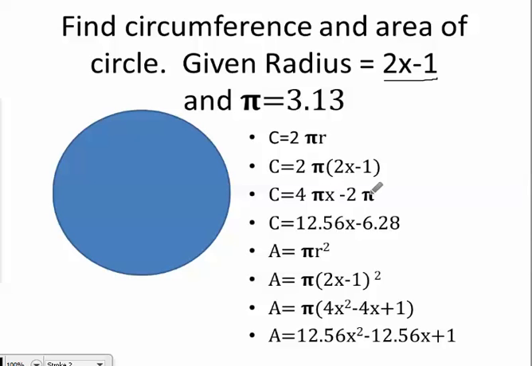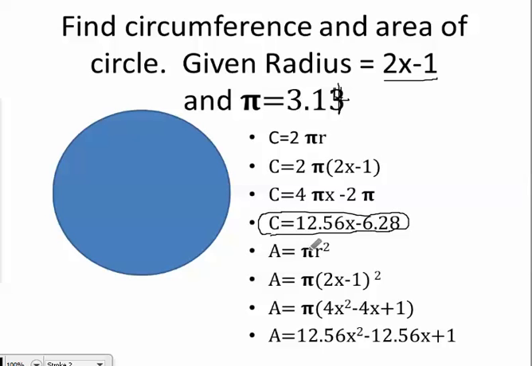That's minus 2 pi. Well, 4 times 3.14 is 12.56x. And 2 times 3.14 is 6.28. That's what we've been working a lot of. I miswrote pi up here. Sorry. 3.14. Okay? And that gives you the circumference right there. That's what you would use for the circumference.